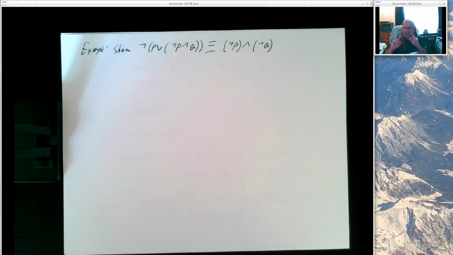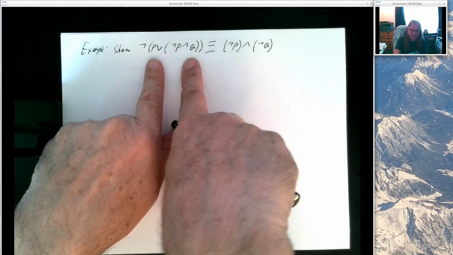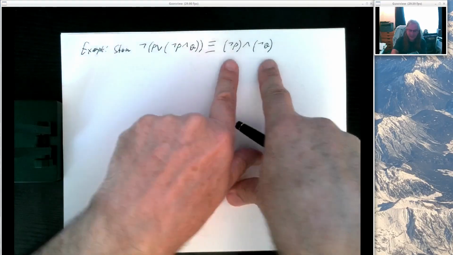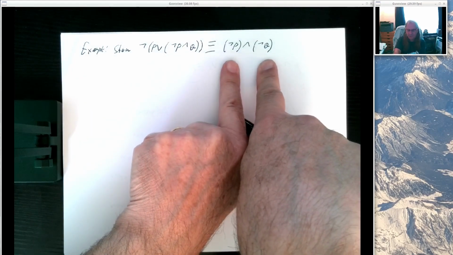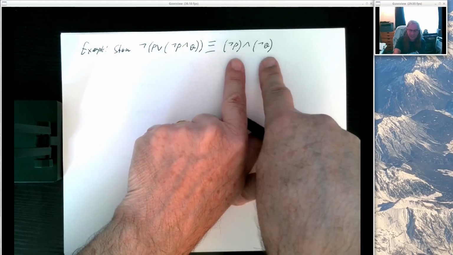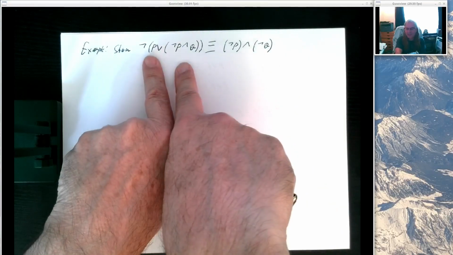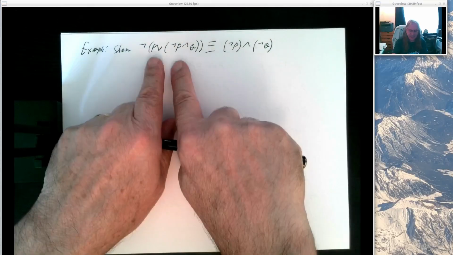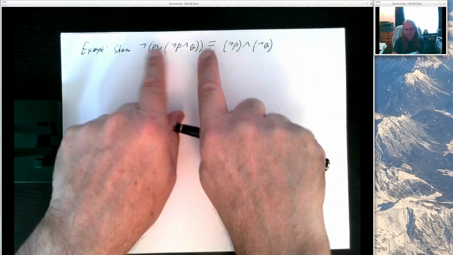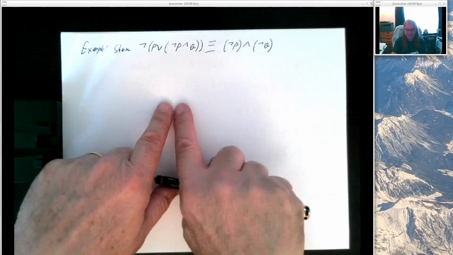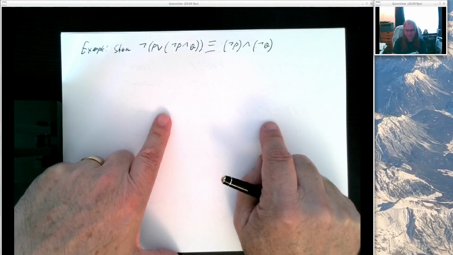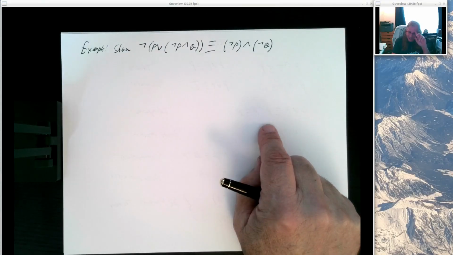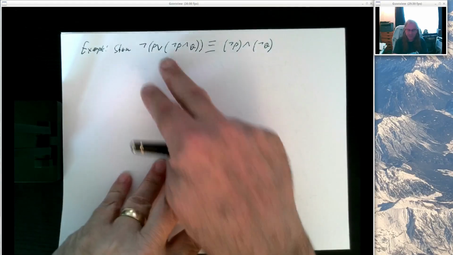Now when you're asked to show that two things are equivalent, you can use identities to transform this until it looks exactly like that. Or you can use identities to take this and transform it until it looks exactly like that. But what you're not allowed to do is apply identities to both sides and change them each into something else that are equivalent to each other. That is not a valid way to show equivalence.